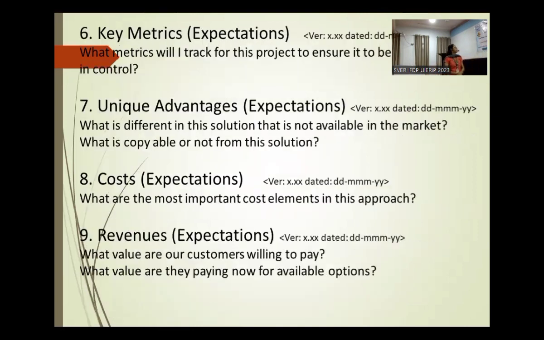Next, the key metrics. What metrics will I track for the project to ensure I have control over it? Then next is the unique advantages. What are the unique advantages, or how will my solution be different in the market?